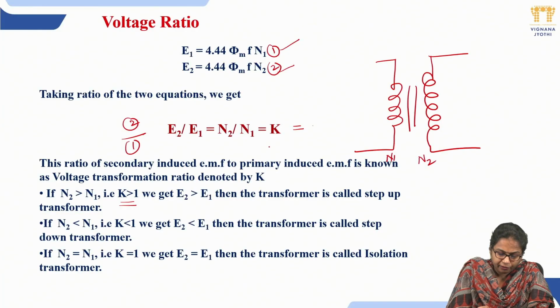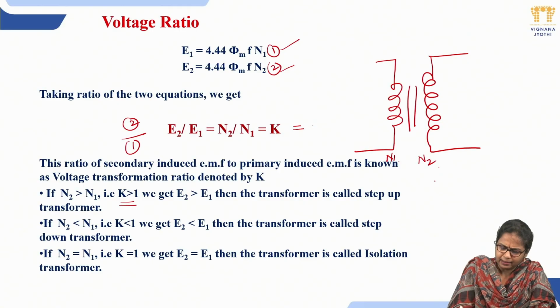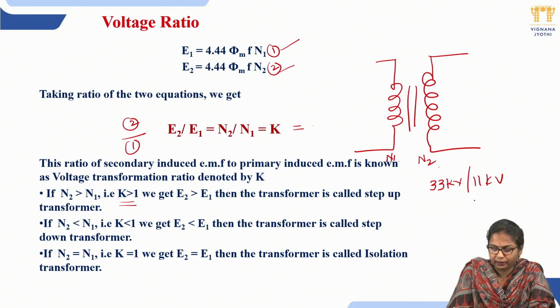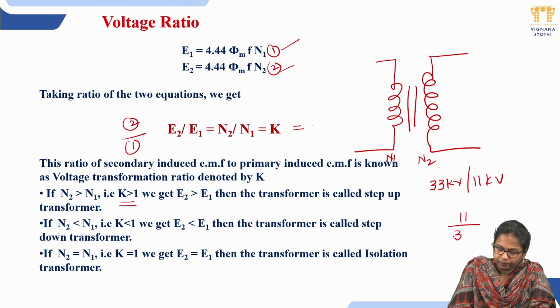And if the value of K is less than 1, if N1 is greater than N2 or if E1 is greater than E2, then definitely the value of K obtained using this voltage transformation ratio will be less than 1, and in such a case that type of transformer is said to be a step-down transformer. Let us consider 33 kV by 11 kV. This is a step-down transformer. Definitely it will be less than 1.